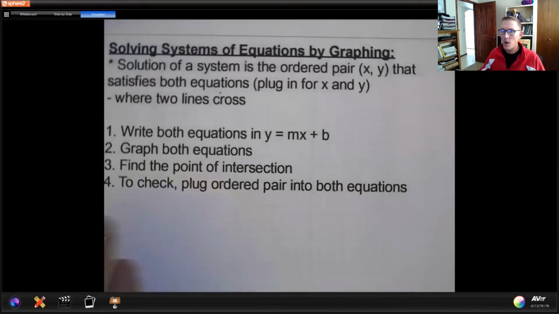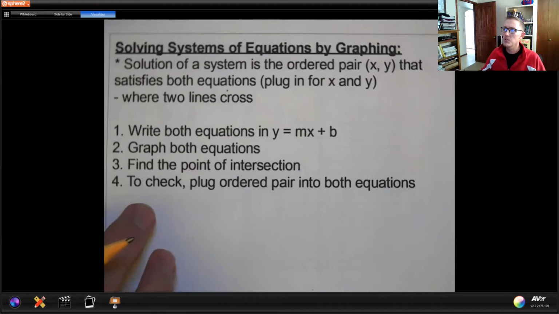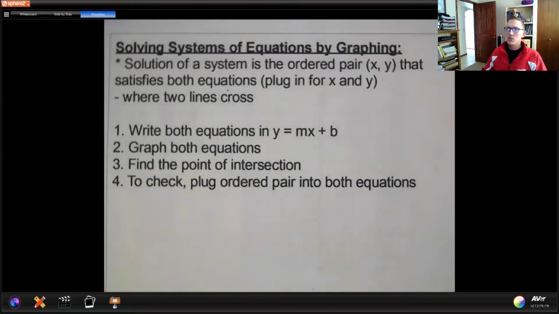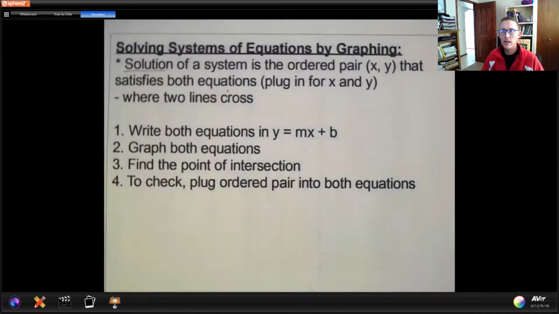We're going to spend probably close to 2 or 3 weeks working on systems of equations. So we're going to start off with solving systems using graphing. First of all, the solution for a system is an ordered pair, x comma y, that satisfies both equations. Basically, it means when you plug them in for x and y, it's going to make true statements. And visually, it's where the two lines cross. So when you draw your two lines, they're going to cross in a particular place.